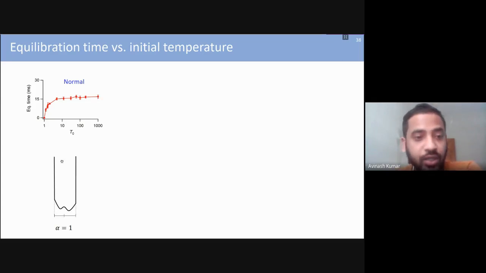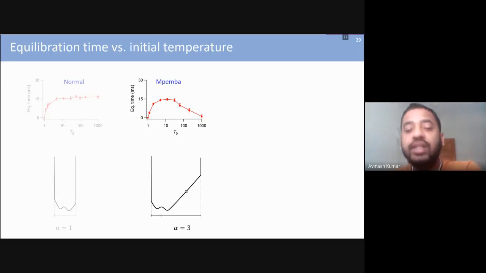Now, if we introduce a small asymmetry in this potential by making the right-hand side 3 times the left-hand side of the potential, then we observe that initially the time to reach the equilibrium increases with the initial temperature, but after a certain temperature, here around 10 T_B or 10 T naught, the system starts to take a smaller amount of time as the initial temperature increases. And this is indeed a graph similar to Mpemba's observation, where he saw a non-monotonic behavior with the initial temperature.